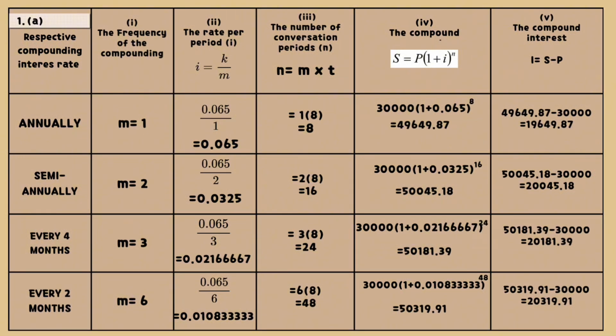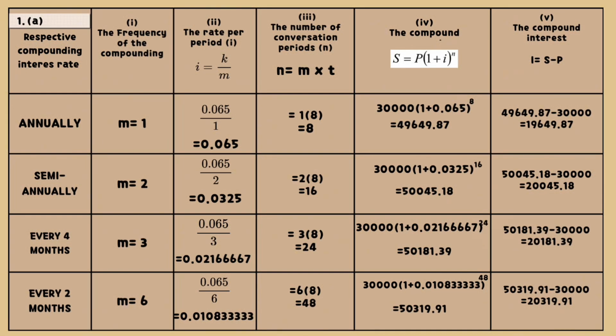For question 2 Roman, it asks for number of conversion periods. The formula is N equal to M multiply T. T is the years, M is the frequency.